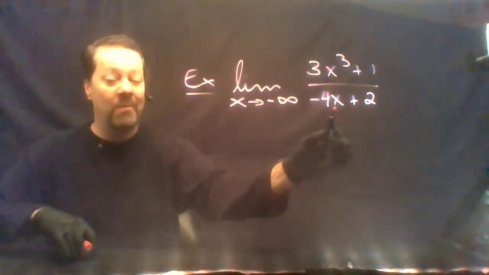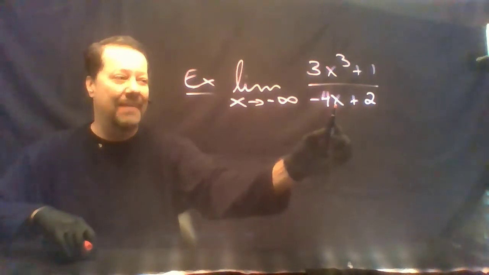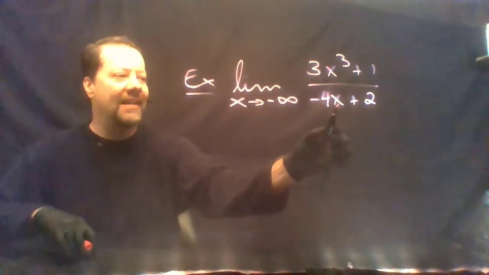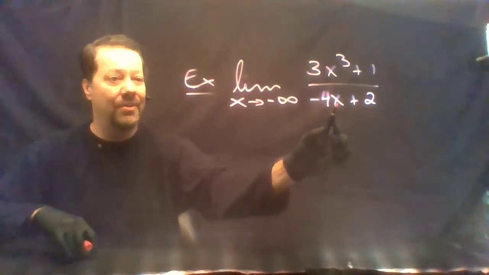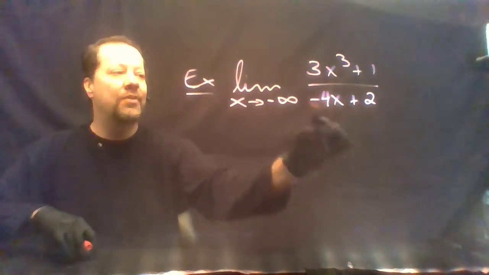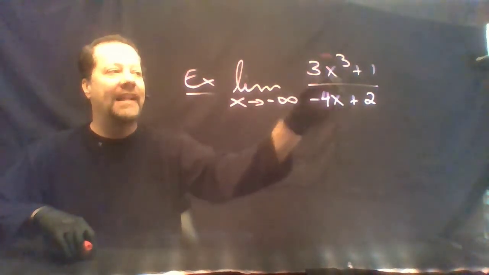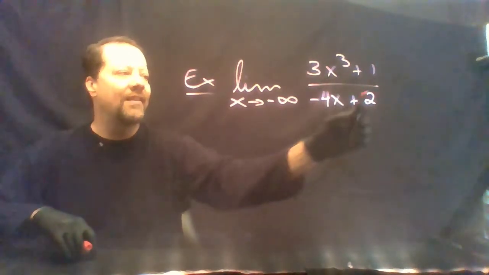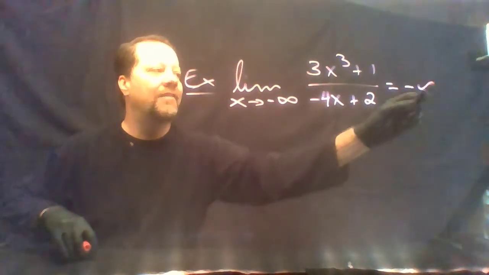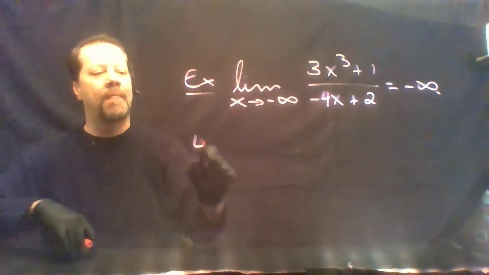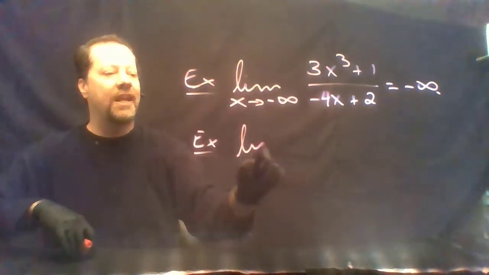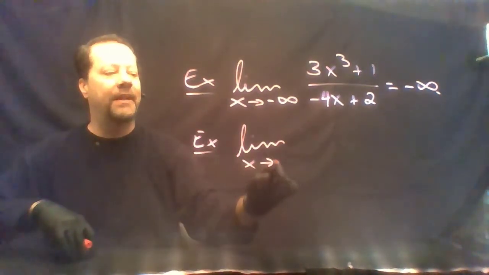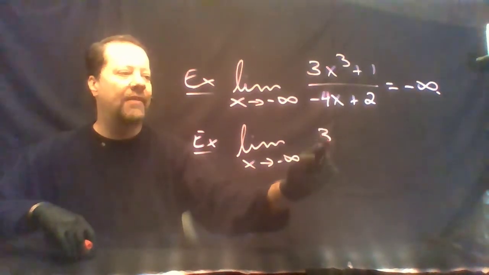That doesn't mean we get to ignore what happens in the denominator. X is going to be negative and huge. Times another negative gives you a positive. So we have negative really huge divided by positive big. That gives us negative infinity as the limit. If we change this example just a little bit, it changes the outcome.